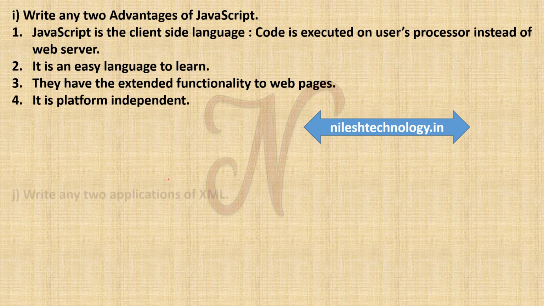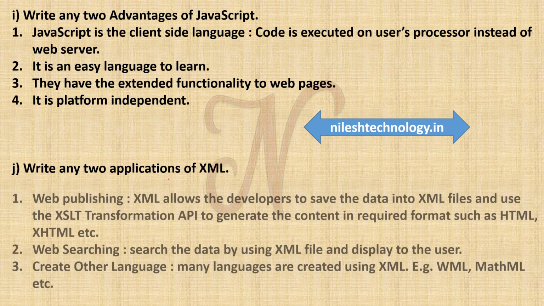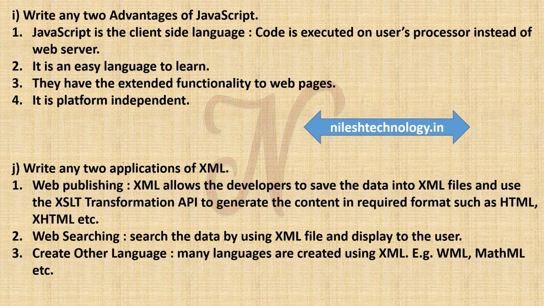Next, write any 2 applications of XML. Here we explain any 2. First one is web publishing. XML allows the developer to save the data into an XML file and use the XSLT transformation API to generate the content in the required format such as HTML, XHTML, etc. Then web searching: search the data by using the XML file and display it to the user.